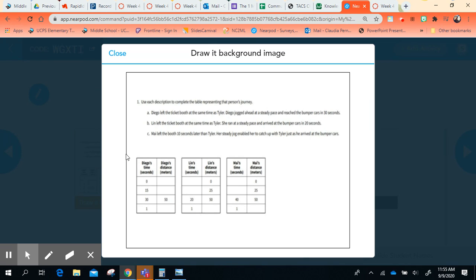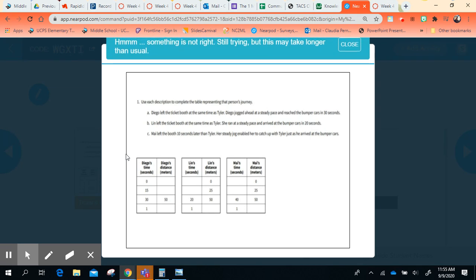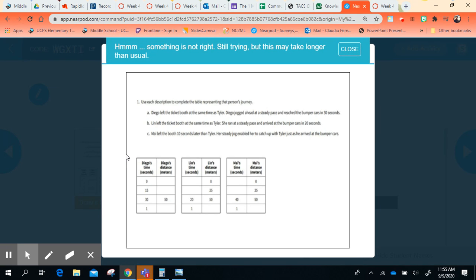A, Diego left the ticket booth at the same time as Tyler. Diego jogged ahead at a steady pace and reached the bumper cars in 30 seconds. B, Lynn left the ticket booth at the same time as Tyler. She ran at a steady pace and arrived at the bumper cars in 20 seconds. C, May left the booth 10 seconds later than Tyler. Her steady jog enables her to catch up with Tyler just as he arrived at the bumper cars.